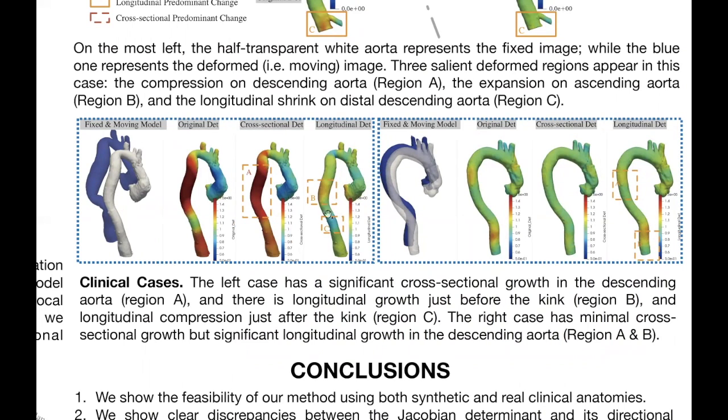On the left case, we can see it has a significant cross-sectional growth in region A, and for regions B and C, we can observe longitudinal growth and compression just before and after an area of elongation and kinking that developed between the two CT images. In contrast, the case on the right has very minimal cross-sectional growth, but demonstrated a clear longitudinal growth in regions A and B, which can be easily seen by comparing the two 3D models.